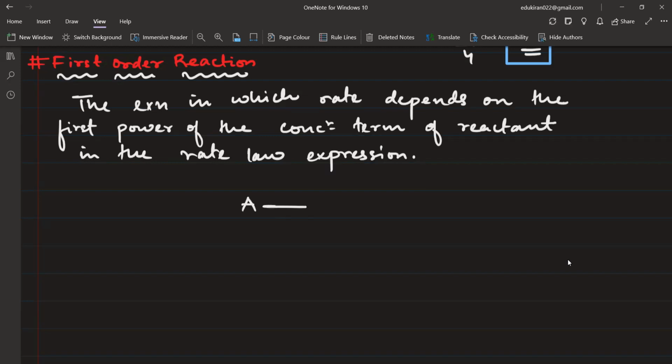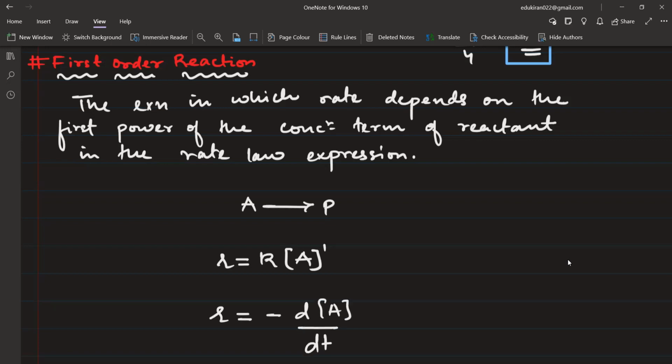So if we have something like A giving me some product P, then in this case, the rate will be equal to the rate constant times the concentration of A, and there will be power 1 here. Okay, so this is the rate law expression. No, this is the theoretical rate. What is the experimental rate? It is also equal to minus d of the concentration of A upon dt. So this is your experimental rate. That means we have to do an experiment, then only we can get this particular rate of reaction from this. Unless we do the experiment, we will not get the rate. But we can get this rate if we know the rate constant and the initial concentration.